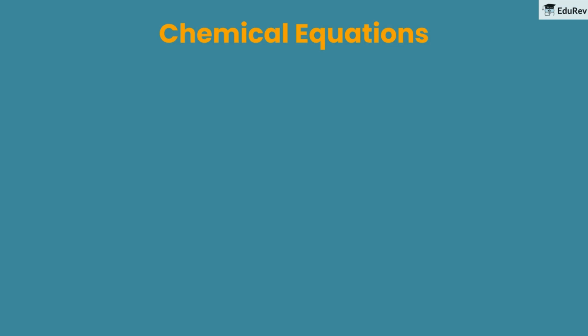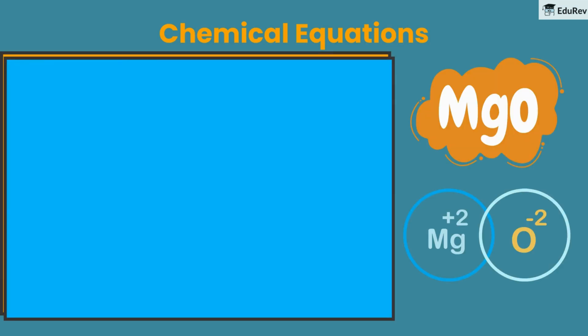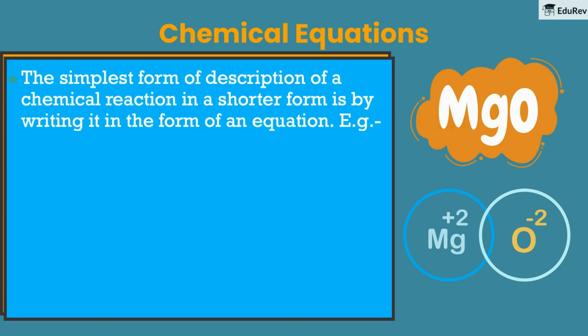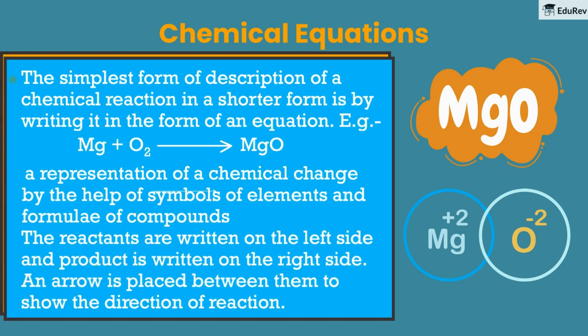And the other way is to use chemical equations. The simplest form of description of a chemical reaction in a shorter form is by writing it in the form of an equation. Example: Mg + O2 gives MgO. It is a representation of a chemical change with the help of symbols of elements and formulas of compounds. The reactants are written on the left side and the product is written on the right side. An arrow is placed between them to show the direction of the reaction.